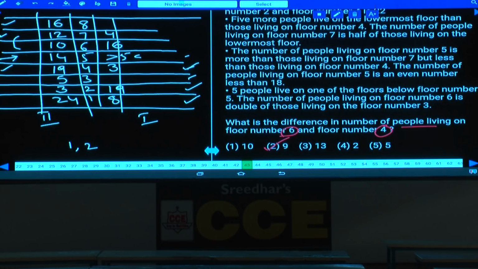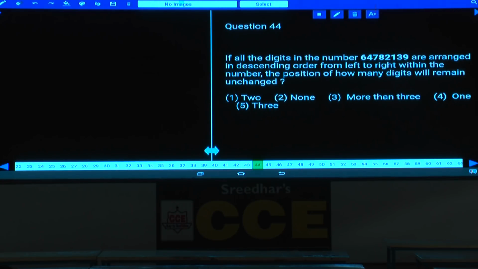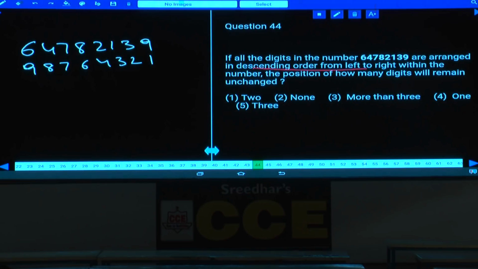Then 44. If all the digits in the number, question number 44, 6, 4, 7, 8, 2, 1, 3, 9, are arranged in descending order from left hand side to right hand side within the number. Descending order means 9, 8, 7, 6, 5 is not there, 4, 3, 2 and 1. Then within the number, the positions of how many digits will remain unchanged?